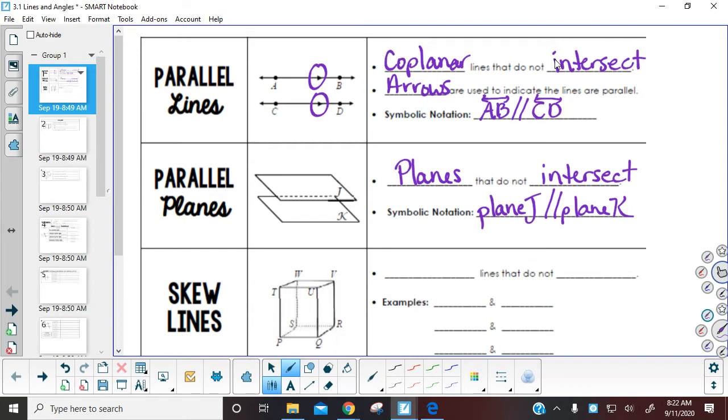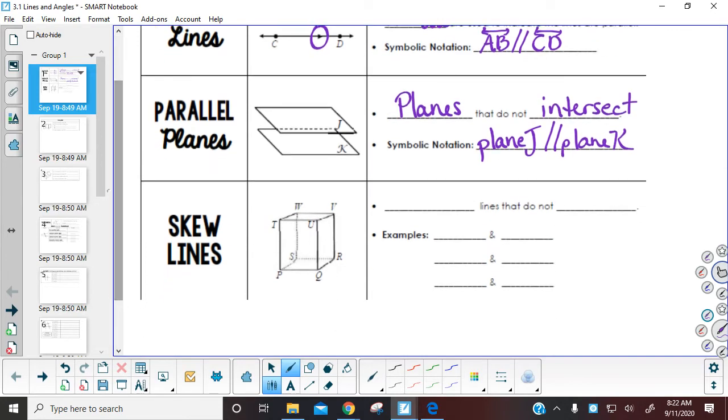Now, the one that you guys are probably not as familiar with is skew. So skew lines, those are also lines that do not intersect. However, instead of them being coplanar lines, like parallel lines are, these are non-coplanar. Okay, so what I want you to think about right now is if you were sitting inside this box, and I'm just going to put a little X here.